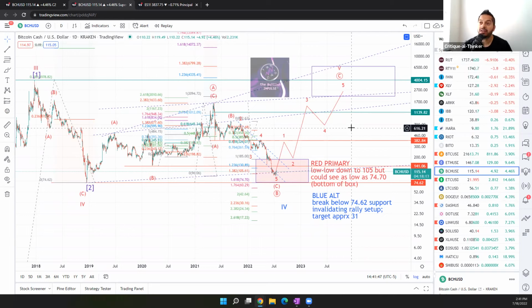With that being said, a lot of bullish signs, even though we're in a bit of a consolidation at the moment.